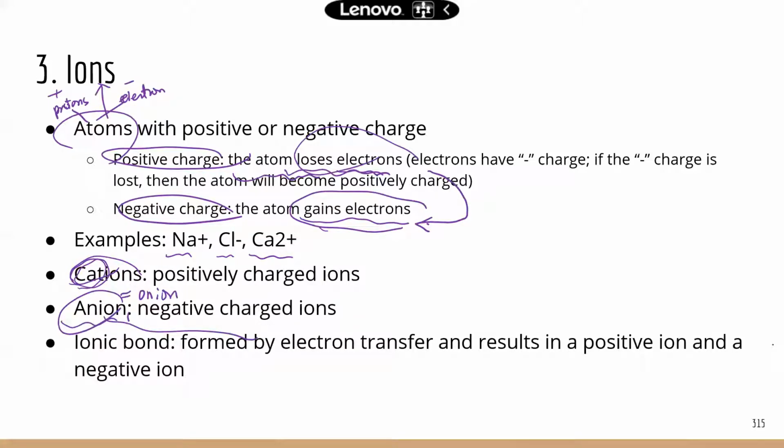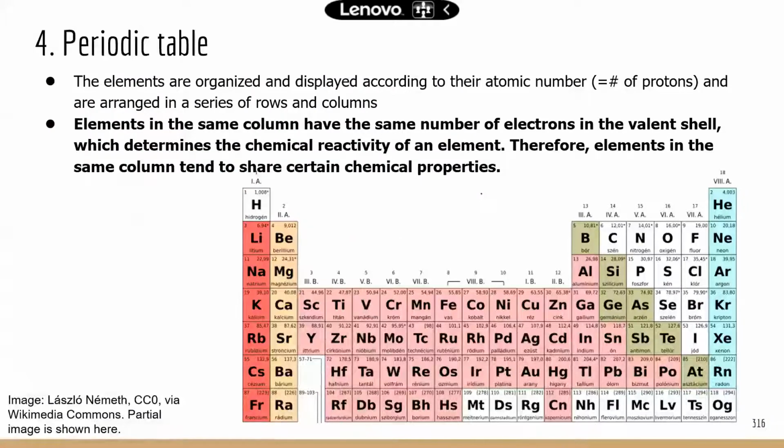And the electron transfer will result in a positive ion, right? You can see here, this is going to be the positive ion. Now, if you lose electrons, you become positive, and a negative ion if you gain electrons, right? You gain the negative charge. Now you're negatively charged. The chemical interaction between these two ions is going to be the ionic bond. Once that electron transfer occurs, this forms the ionic bond between the positive ion and the negative ion. Okay, so that's ions. Next, let's look at the periodic table.